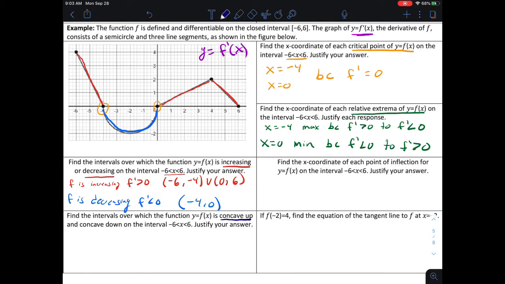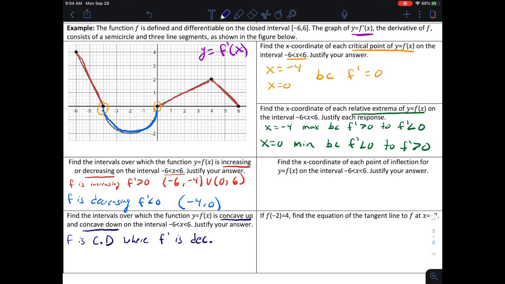Now let's look at concavity next. So were we concave up or concave down? Now, we can determine whether or not a function is concave up or down by what the second derivative is doing. But since we're looking at the graph of the first derivative, we're going to be looking at the slope of our first derivative. So f is concave down, I'm going to abbreviate that, where my first derivative is decreasing.